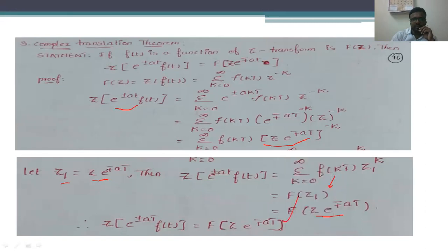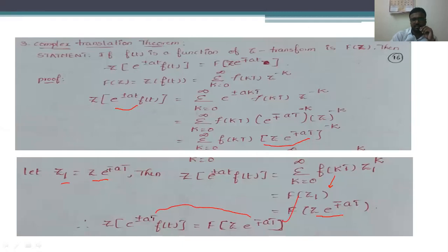So finally we conclude that the Z transformation of a function e power plus or minus at into f of t is nothing but F of z into e power minus plus at. This is the complex translation theorem. That means here, this is the translation.